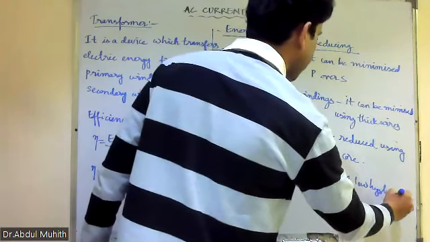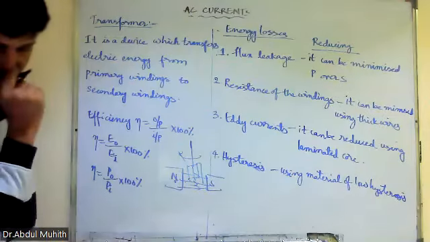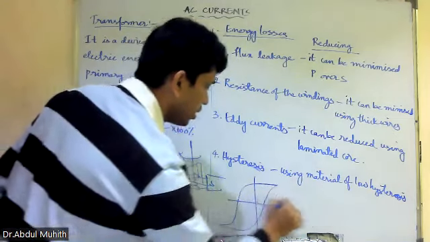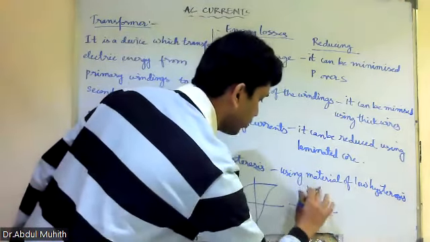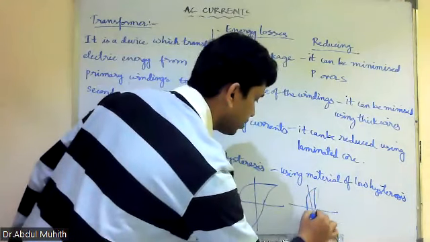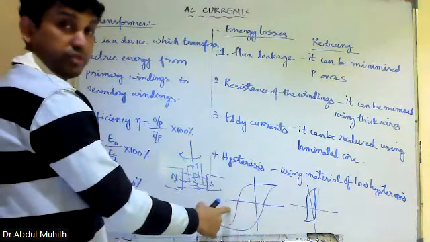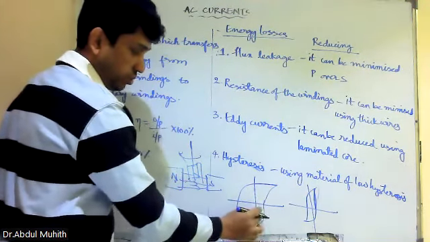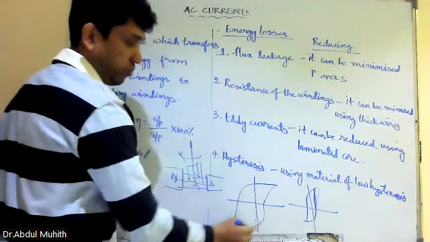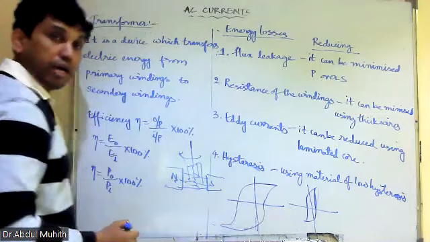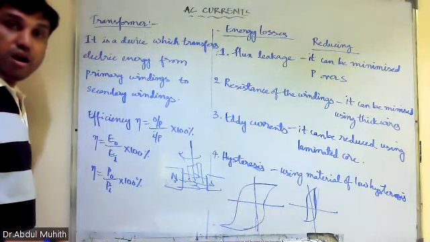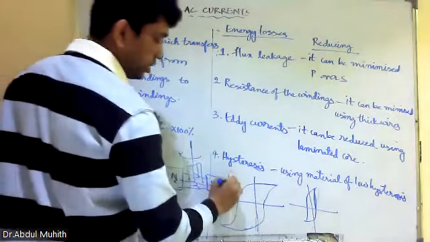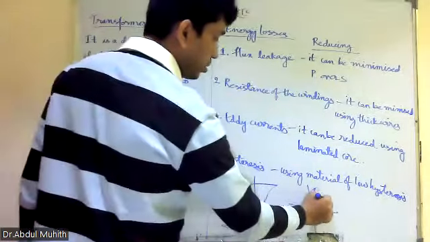Low hysteresis means what? Any idea? Suppose you have a BH curve like this, which one is this, the first one and the second one? We studied this in the magnetic material chapter. Is this graph for hard magnetic material or soft magnetic material? Hard magnet. Very good. This is of hard magnetic material, and this one is for soft magnetic material.